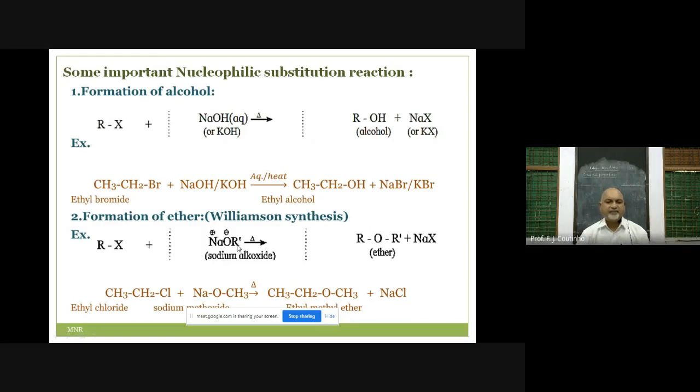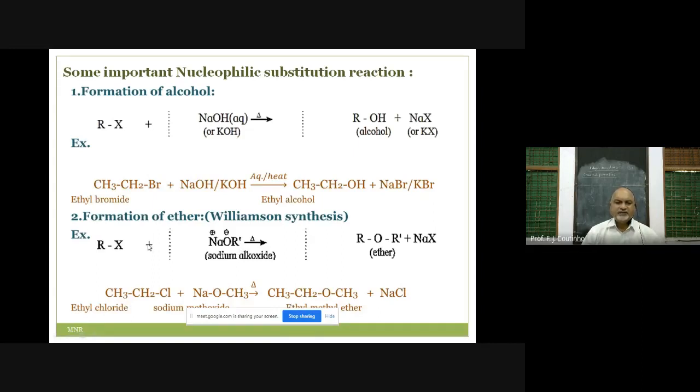So here R can be any alkyl group. Here also R can be any alkyl group. So here you have to ionize this RX into R plus and X minus. Here you have to ionize this sodium alkoxide as NaO, that is Na plus and OR minus. Here I've used R and R dash to clearly identify which R is of the alkyl halide, and which R dash is of the alkoxide.